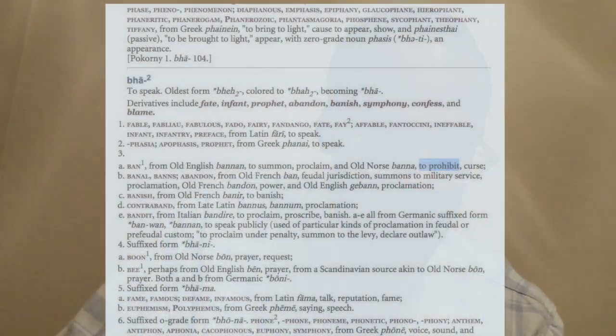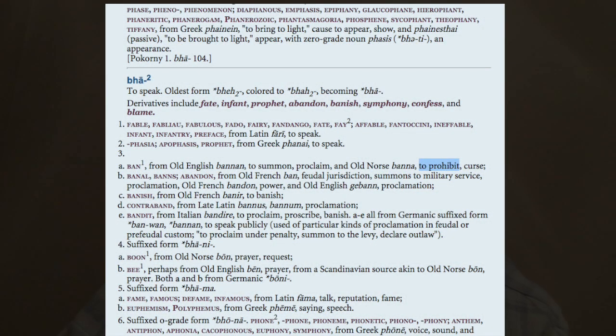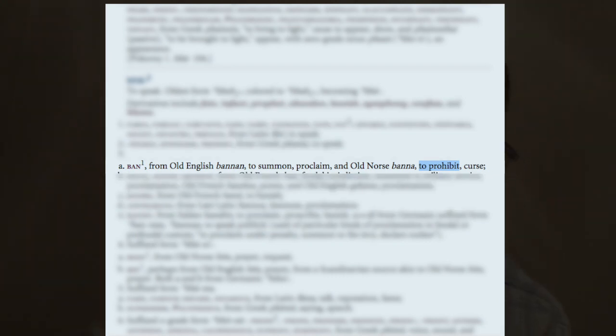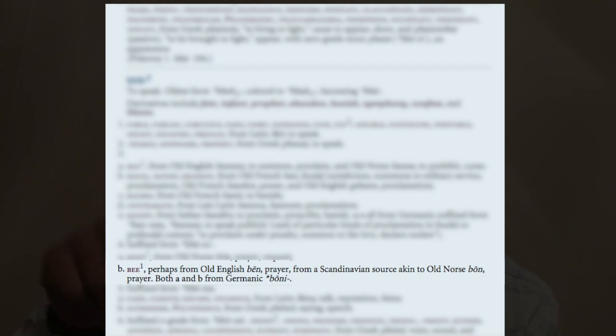Also, PIE root, Proto-Indo-European root, BHA, which means to speak, is the root of the word ban, like a ban on assault firearms, right? In other words, to prohibit. The word bee is also in the BHA2 root, to speak as well, and is a creature which mythologically links to desire.